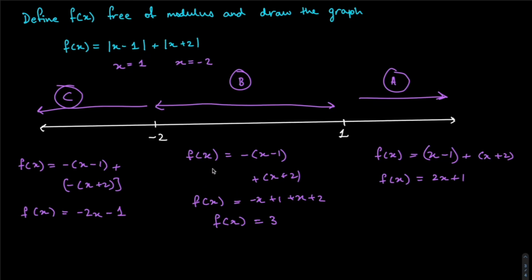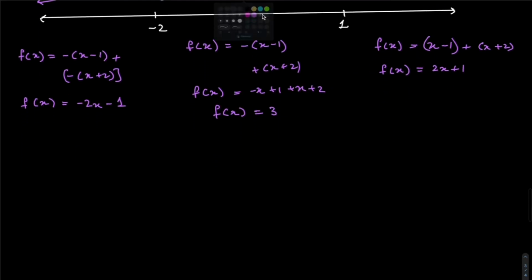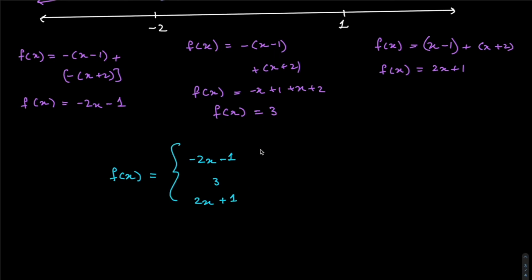Okay, so now if I want to rewrite this in a neater way, I can change the color and write f of x is equal to minus 2x minus 1, it's equal to 3, and it's equal to 2x plus 1. It's all equal to all of them. So now it all depends. When x is less than minus 2, I have this. When x is greater than or equal to minus 2 but less than 1, I have this. And when x is greater than or equal to 1, I have this. So these are the three different functions I have when I remove my absolute value.